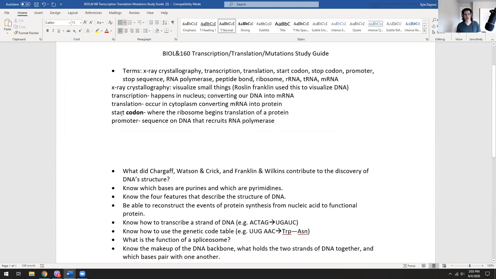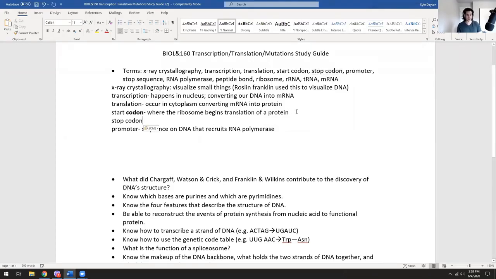Oh, and a stop codon. Sorry, I skipped over that. A stop codon tells the ribosome to stop translating.